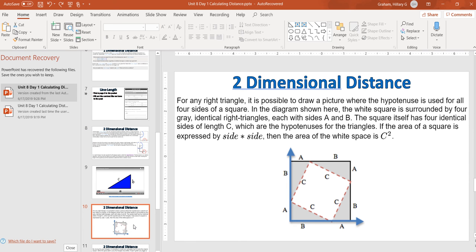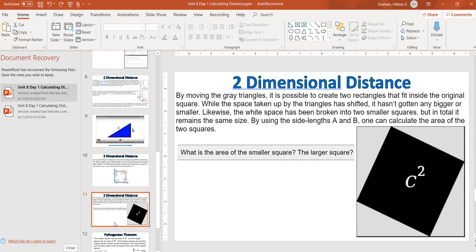For any right triangle, it's possible to draw a picture where the hypotenuse is used for all 4 sides of a square. In the diagram shown here, the white square is surrounded by 4 gray identical right triangles, each with sides A and B. The square itself has 4 identical lengths of side C, which are the hypotenuses for the triangle. If the area of a square is expressed by side times side, the area of the white space is C squared. So notice, just as their picture, you got A, B, C all around. So what they're saying is you can multiply C times C and you would get the area of this white space.